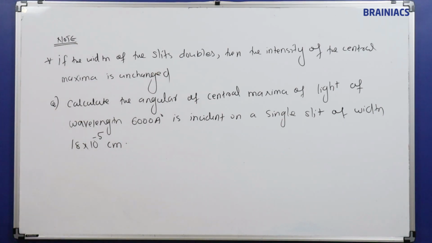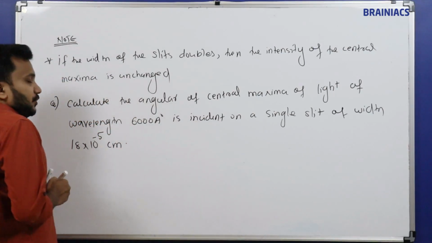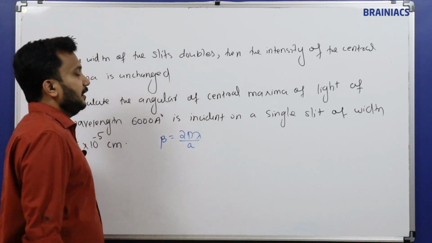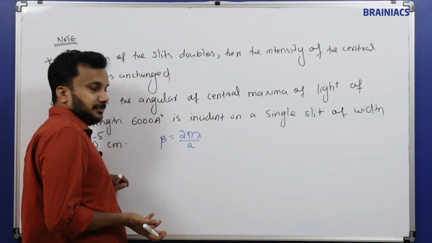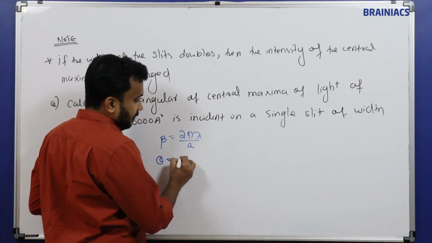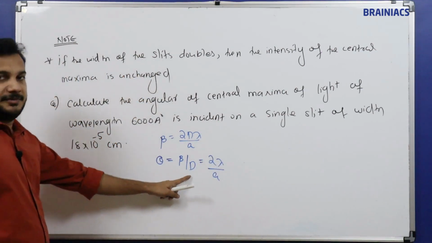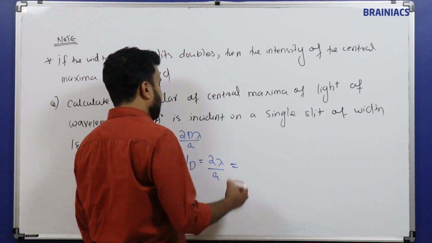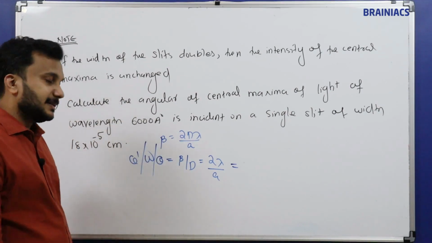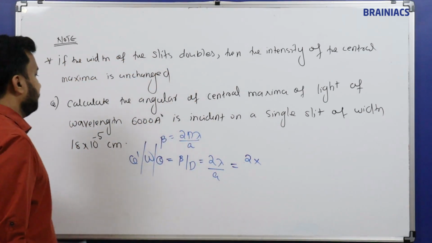We have learned two things: the fringe width beta and the angular width. Fringe width beta is equal to 2D lambda divided by a. The angular width theta is equal to beta divided by capital D, which means 2 lambda divided by a. That is the formula, which we already discussed in the last video. Some textbooks write it as W, some as theta or theta dash. All are the same, you can use anything. Now we substitute the values: 2 into lambda. Lambda means how much?